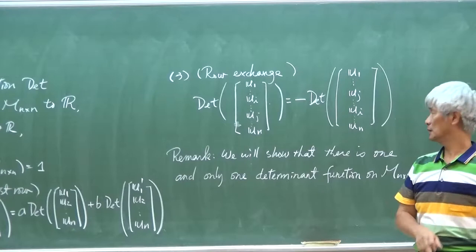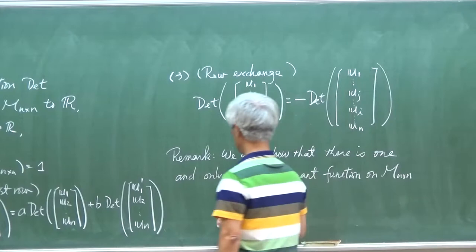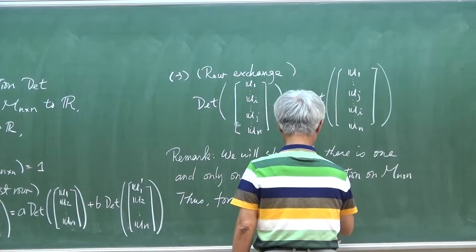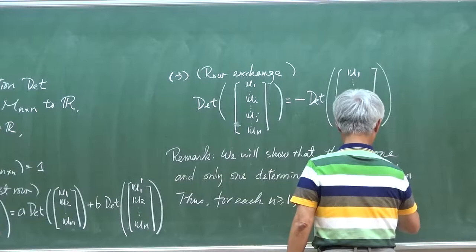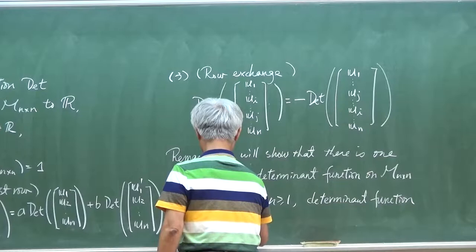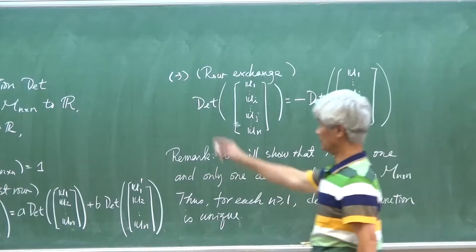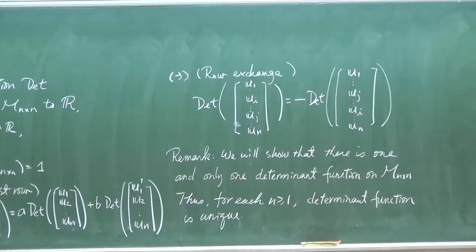For each n, there is one determinant function. Later on, we will call it the determinant function because we know it's unique. But as a definition, I can only say a determinant function, right? Any questions? Yes.